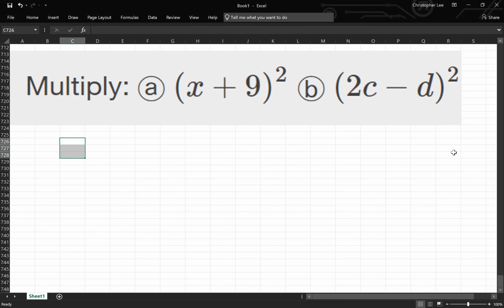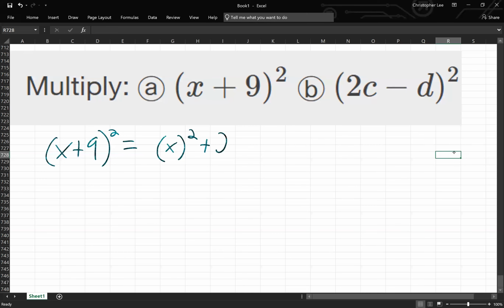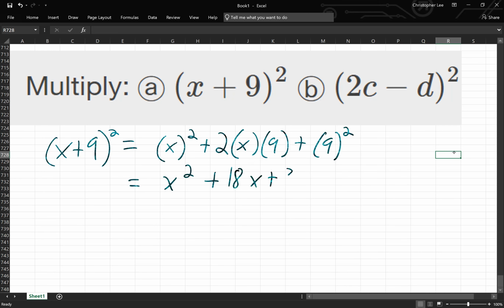I have x plus 9 squared. We're going to use a shortcut, right? So we have a squared, which is going to be the x squared, plus 2 times the a times the b, plus the b squared. Doing the math, what do I get? x squared plus 18x plus 81. That's using the shortcut. That's the answer. Questions?